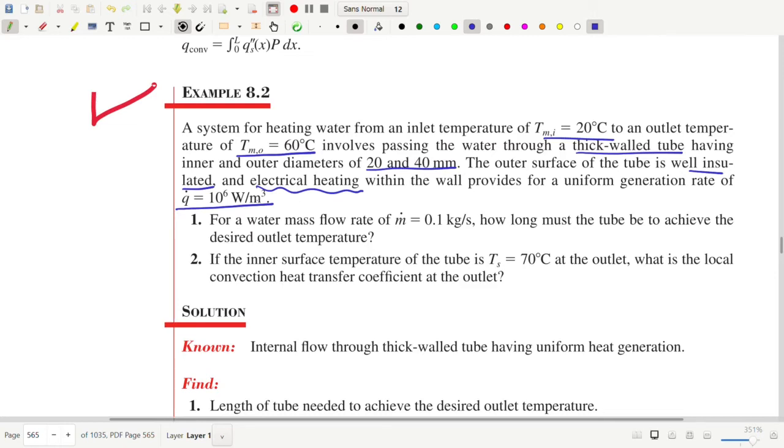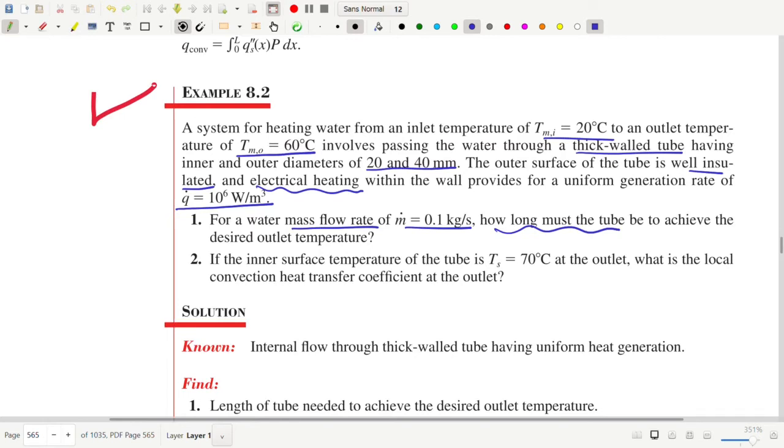So given the power delivered to the heater and the inlet and outlet temperatures desired for the water, these are the design conditions. We have to find out that if the water mass flow rate is 0.1 kg per second, then how long must the tube be so that we are able to achieve a temperature increase of 40 degrees, that is from 20 degrees to 60 degrees centigrade.